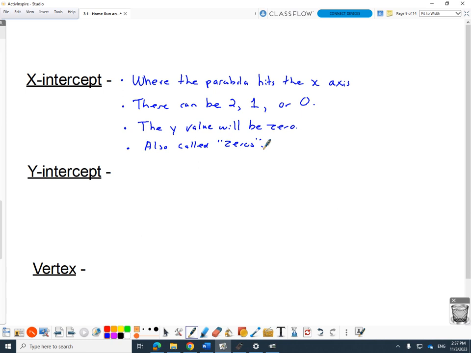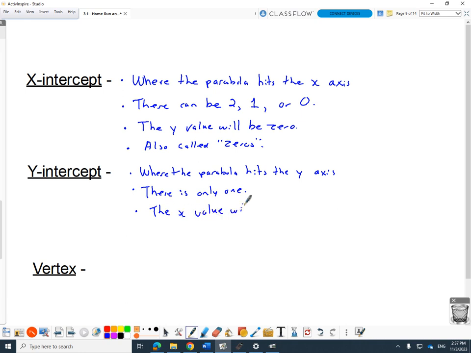Y-intercept, not too exciting. Where the parabola hits the y-axis. There is only one. There will only be one. And the x value will be 0. Again, I don't know that x and y intercepts are going to upset you too much. We have some experience there.